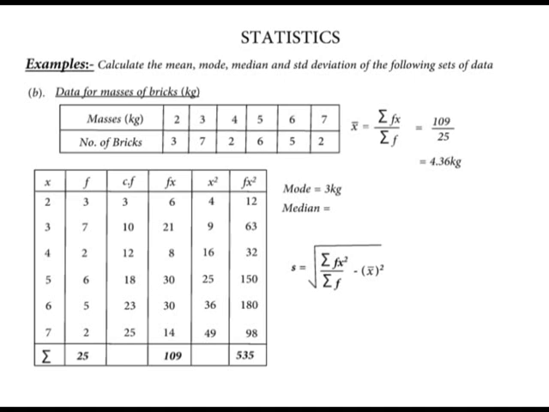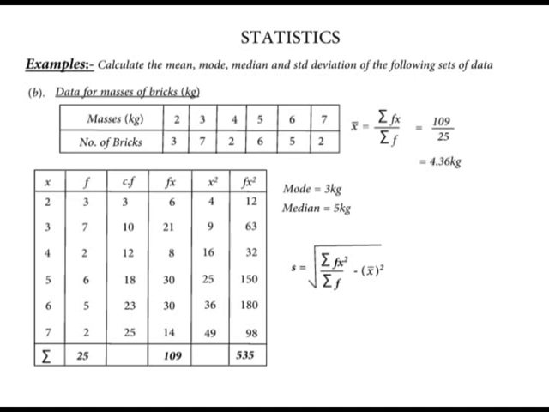Median, there are 25 observations, so the median is at position 13. The 12th brick weighs 4 kilograms according to the cumulative frequency. It means that the 13th brick weighs 5 kilograms, and that is the median.